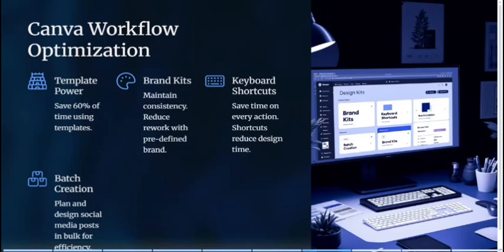Master keyboard shortcuts to speed things up. For example, Control plus D equals duplicate. Control plus T, add text. Control plus R, rectangle. Control plus L, line. Control plus G, that's to group. Shift plus K is to capitalize. Control plus Z is to undo. And remember, batch your creative work for even more speed.